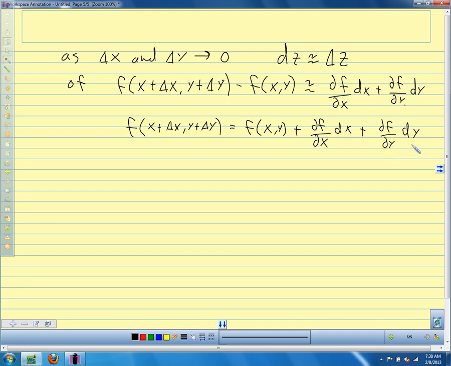And this is exactly the way we use differentials in single variable calculus, where we said f of x plus delta x is f of x plus f prime of x dx. So exactly the same idea. And the main application of differentials is to approximate a function. Rather than using the function itself, we use a differential as an approximation. The differential gives us a linear approximation to the change in the function.